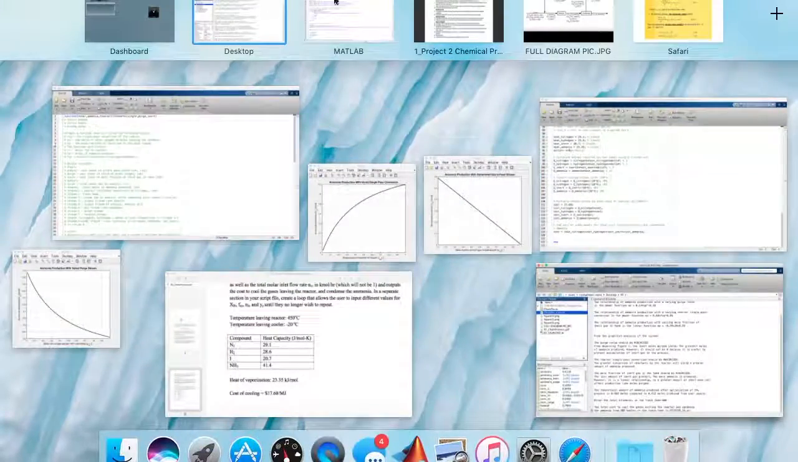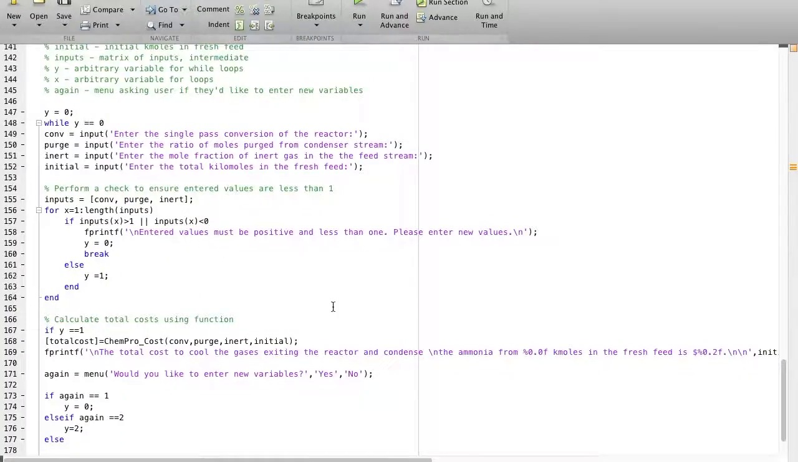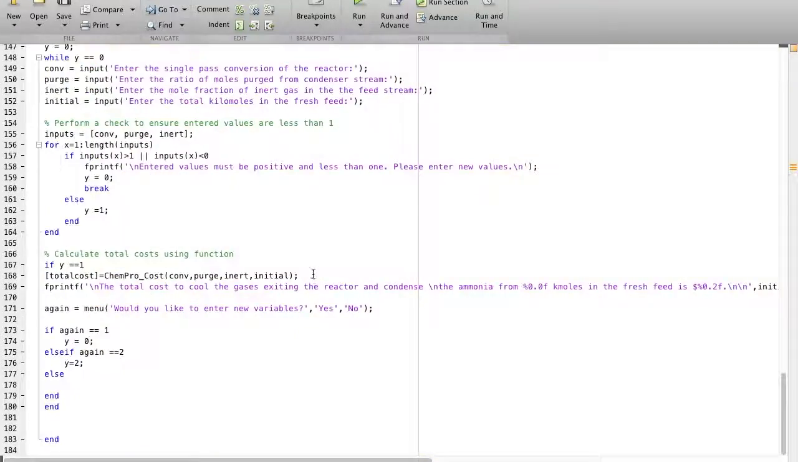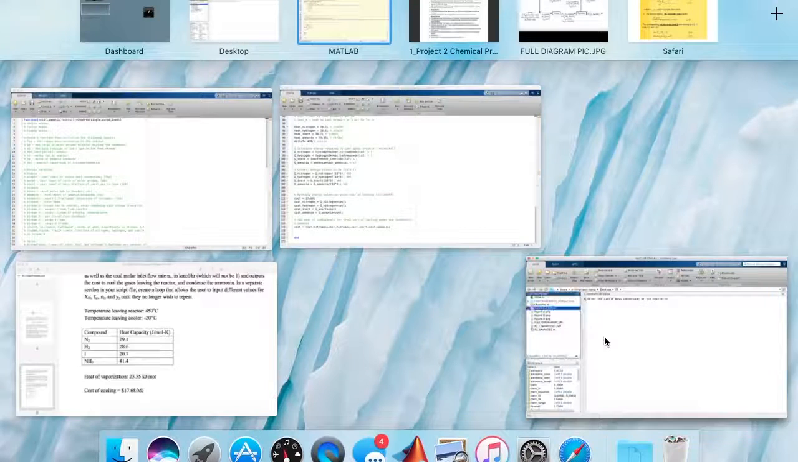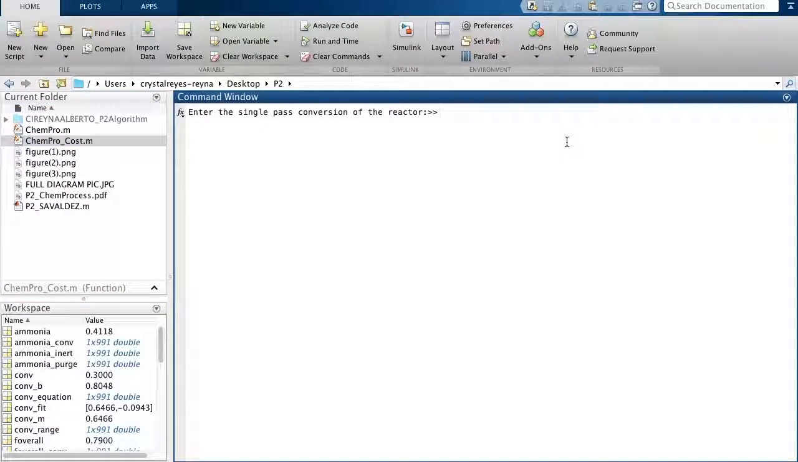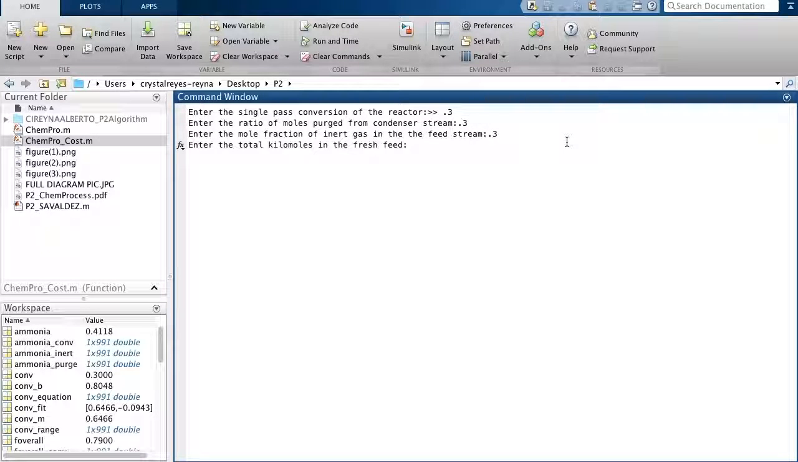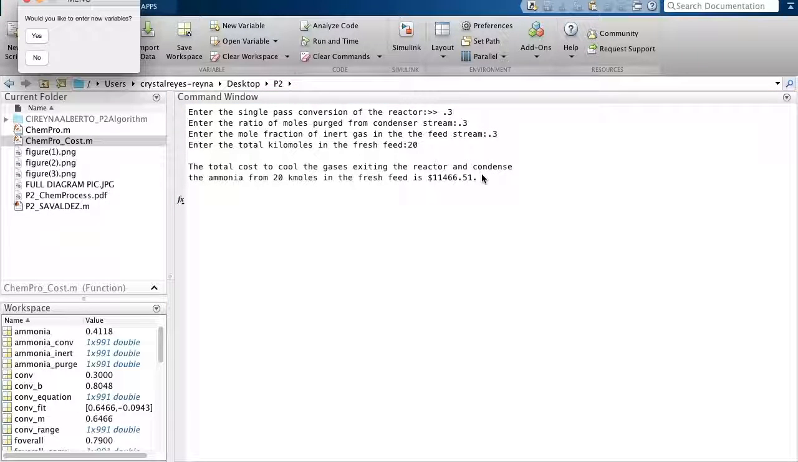If we go back to our main code and run it again, let's go ahead and just run the second part. And the total kilomoles from the fresh feed, let's say instead of 400, let's just do 20 kilomoles. Our total cost is going to be just $11,000.